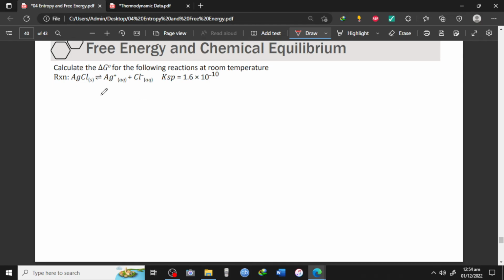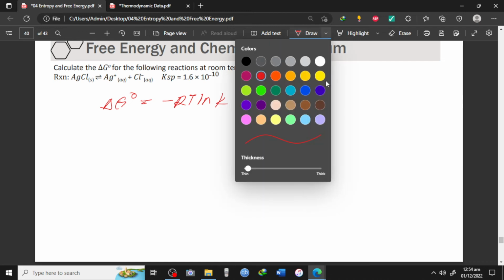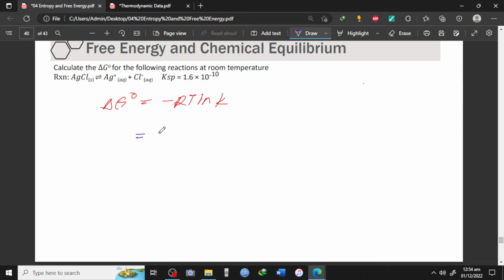Okay, so calculate the standard free energy for the following reaction at room temperature. Okay, so this is a very straightforward application of our discussion. Bakit siya straightforward? So as you can see, given na sa atin yung equilibrium constant, so we can actually use the formula. Standard free energy is equal to negative RT ln of K. Very straightforward na. So, paano natin nilalagay yung value?